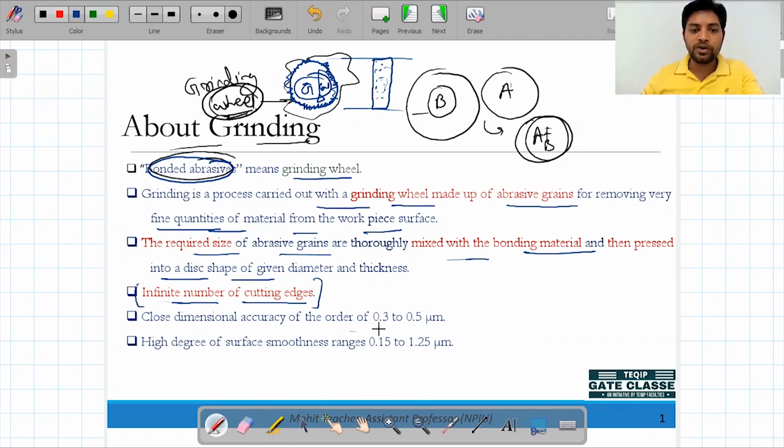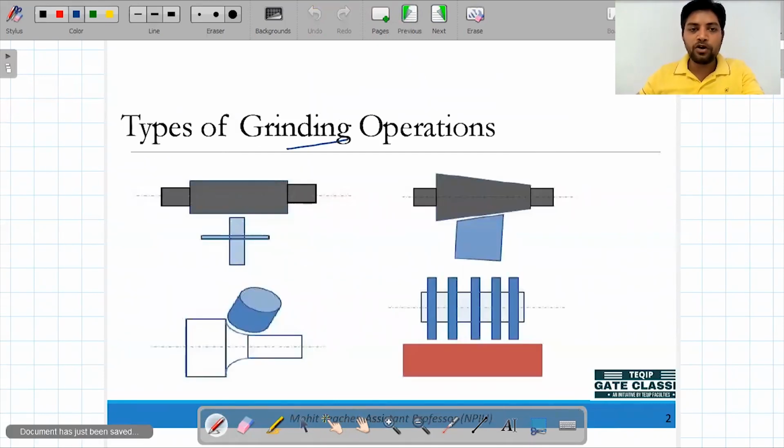The dimensional accuracy that we get under this process is 0.3 to 0.5 micrometer, and the surface smoothness is 0.15 to 1.25 micron. Next, the types of grinding operations. These grinding operations are classified on the basis of the size and the shape of the grinding wheel we are using. Please listen: size and shape of the grinding wheel.